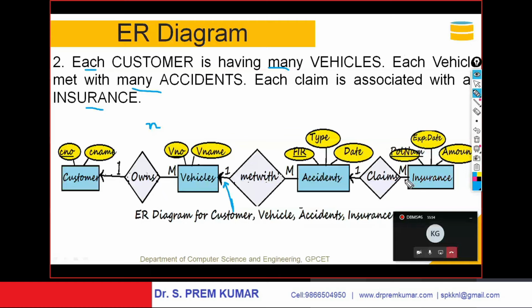So each customer is having many vehicles. Each vehicle is with many accidents. And each claim is associated with insurance. Whenever there is an accident, we claim the damage amount, which is with many insurance companies. This is the ER diagram for customer, vehicle and insurance relation.